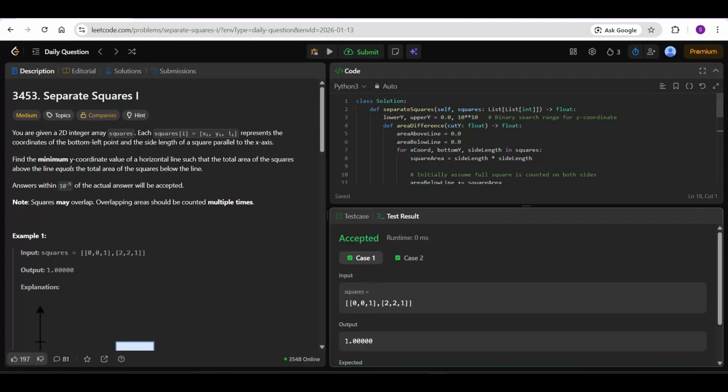Accepted. Submitting the solution now. Accepted. Binary search plus geometry gives us a clean and precise solution.